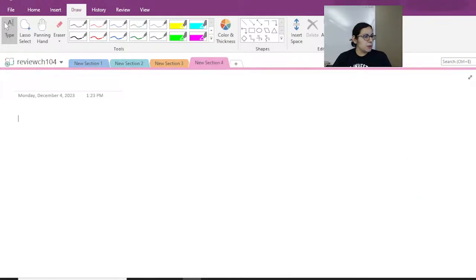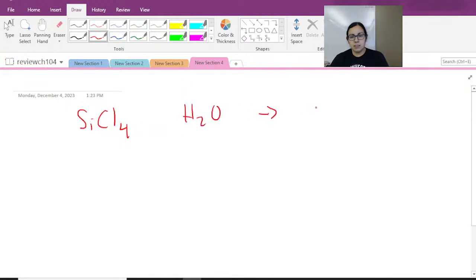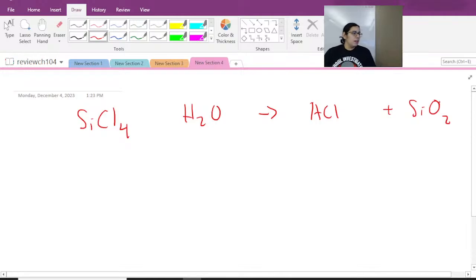All right, so the next type of question that we have on the exam is a limiting reagent problem. And so let's set it up. And so first we have this problem of silicon tetrachloride reacts with water to give us acid and silicon dioxide. And so the first step is to just balance it. So take a few minutes and try to balance it first, and then I'll give out the rest of it.